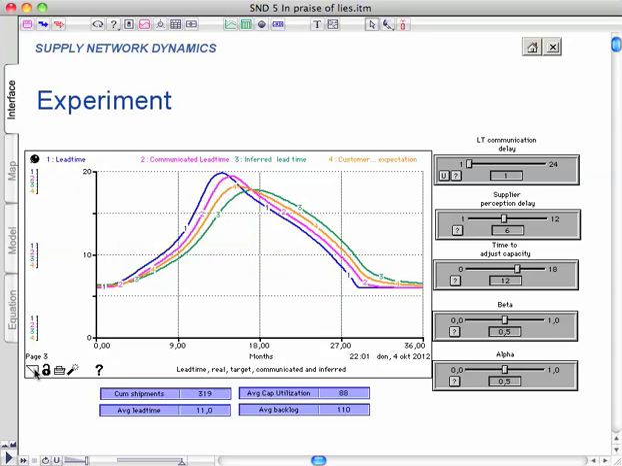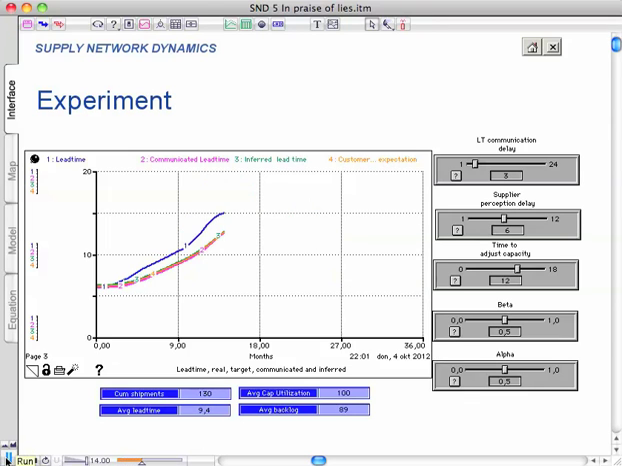So if you look at, for instance, here, you see all these different lead times. Because the customer now finds out much sooner that there's a problem, they will start asking for more stuff sooner. And when they start asking for more shipments, this will increase the load on the system, and therefore will make the lead time even greater.